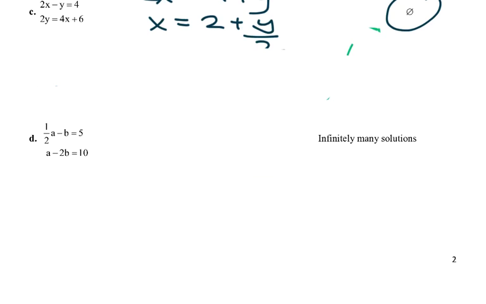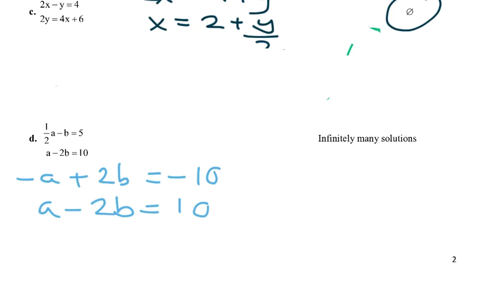If we move on to D then, I'm going to use the elimination method first. I'm going to multiply the first equation by negative 2, which gives me minus 8a plus 2b equals negative 10. And then if I write in the other equation below, minus 2b equals 10. I'm going to add these together, so I get 0 plus 0 is equal to 0.